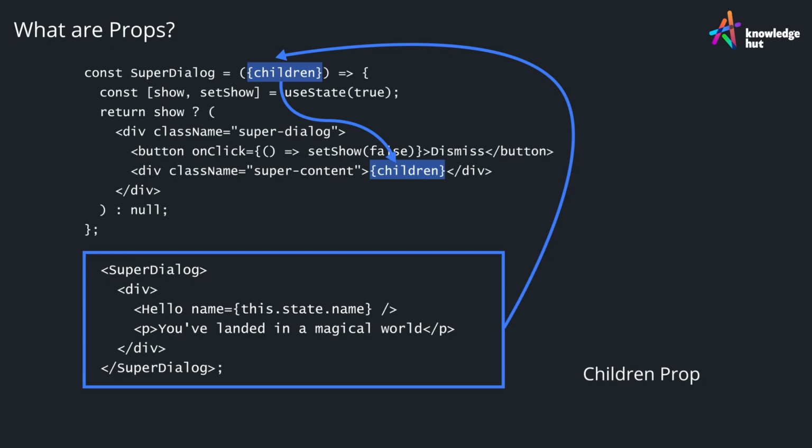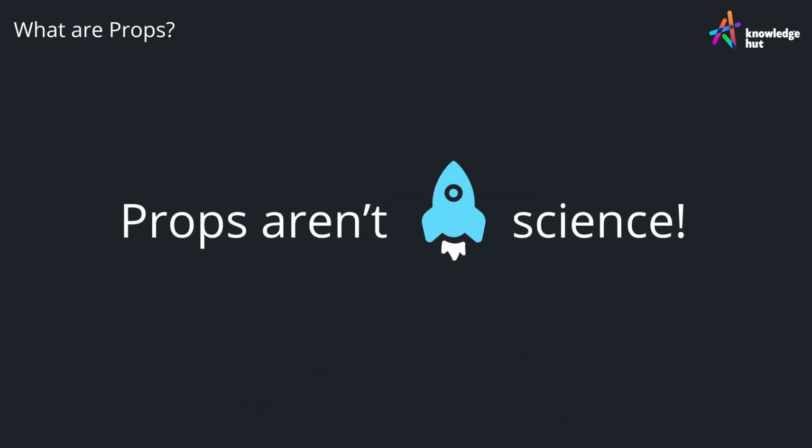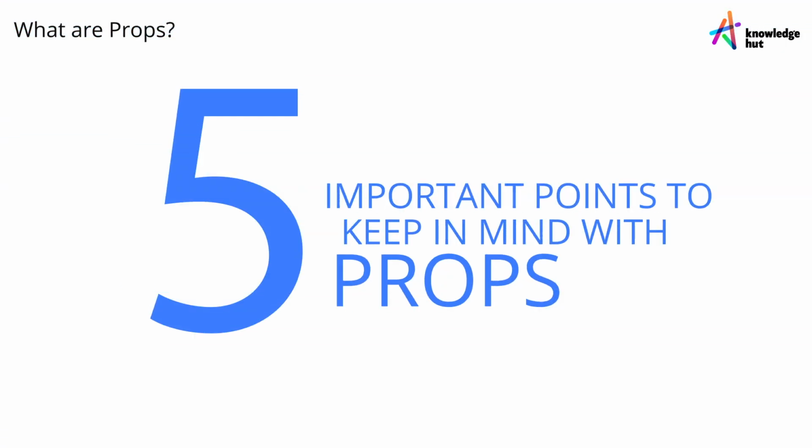When working with function components, all props are received using a single object as an argument to the function. Therefore, the children prop, like any other prop, can be extracted using destructuring. Props aren't rocket science and are truly simple to understand and use. But there are some important facts and features that you must keep in mind when using props. Let's see 5 important points that you must keep in mind when using props.